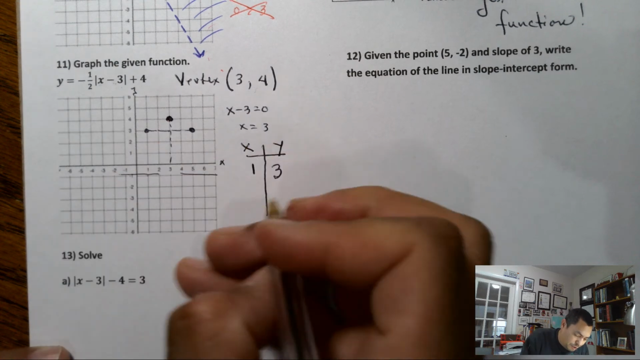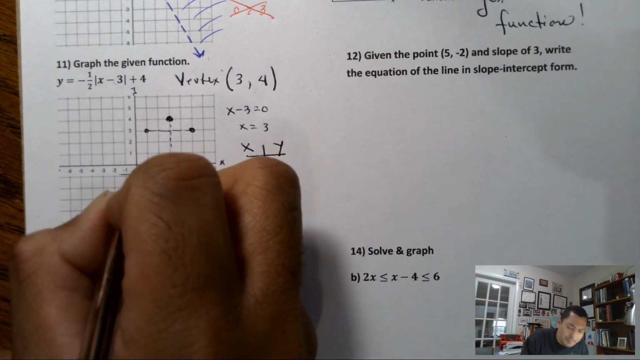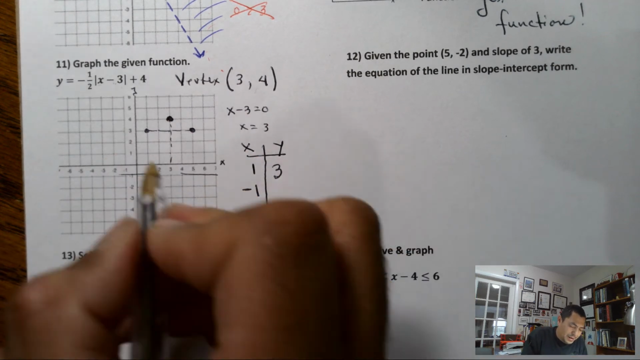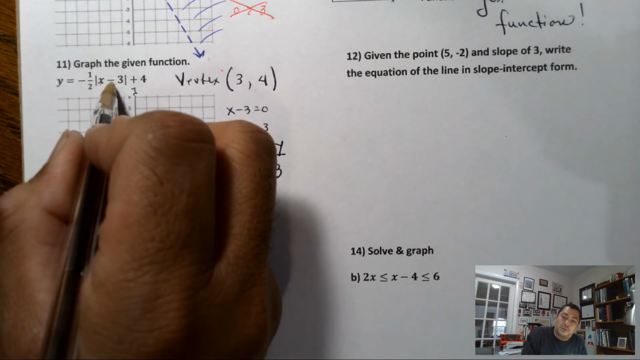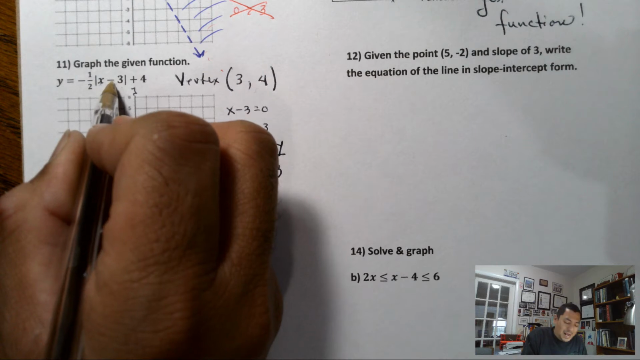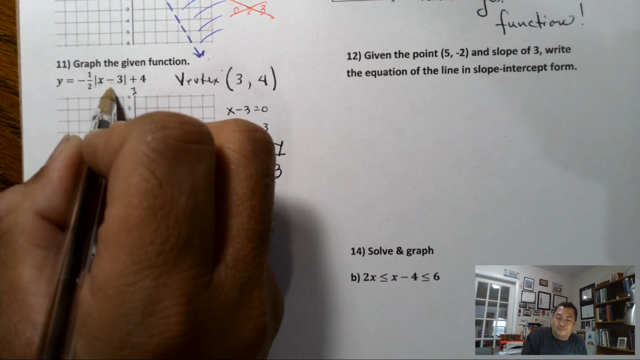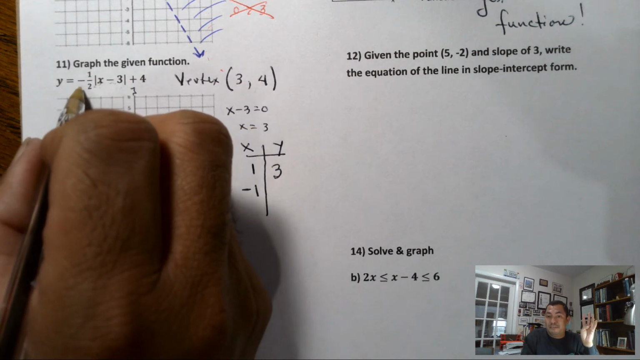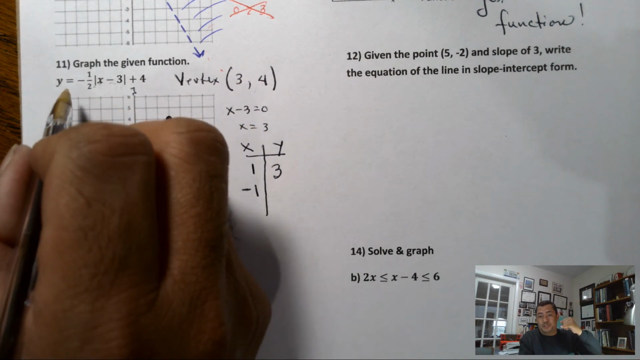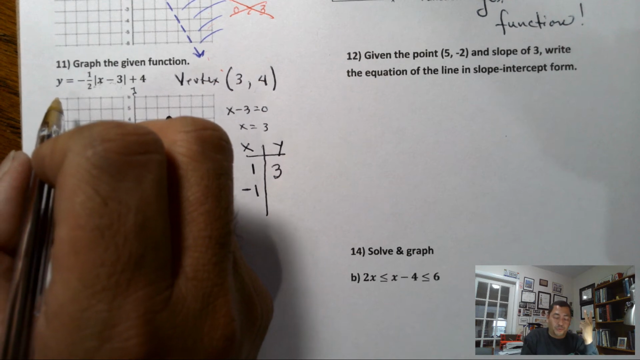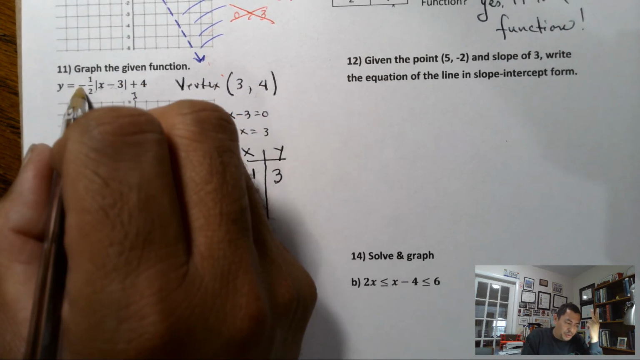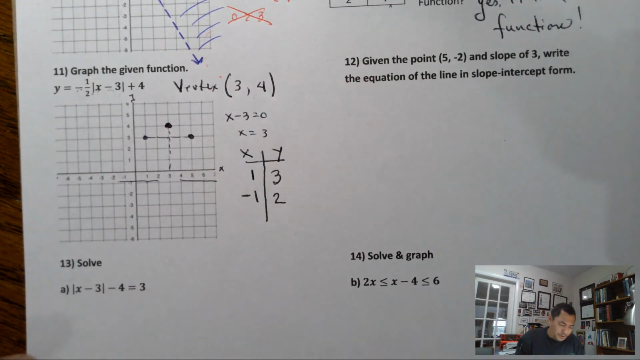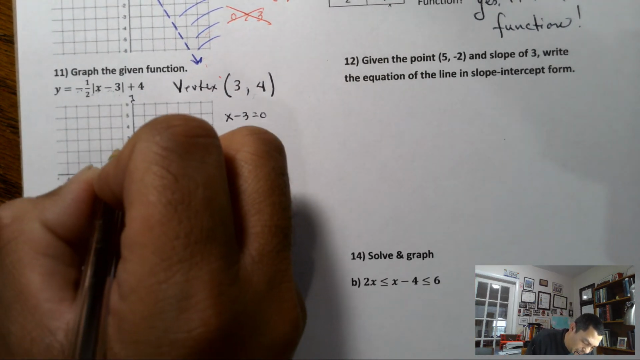Okay, let me choose another one. I'm going to negative 1. I'm not going to use 0. I'm going to use negative 1. Negative 1 minus 3 is negative 4. Absolute value of negative 4 is positive 4. 4 times negative 1/2 is like saying 4 divided by 2 is negative 2. And 4 minus 2 is equal to 2. So my next point is negative 1 and 2.